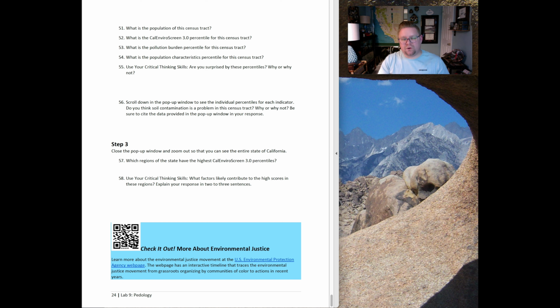As you continue to work through that, you'll look at step 3, which has you close that window and zoom out so you can see the entire state of California. And now you're going to be able to observe the entire state using, essentially, the legend and what you observe. Which region of the state has the higher percentiles? Using your critical thinking skills, what factors do you think contribute to those higher scores in these regions? Explain why.